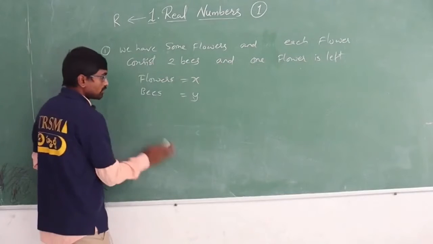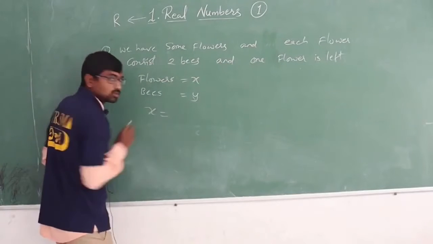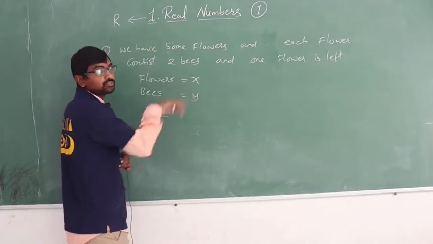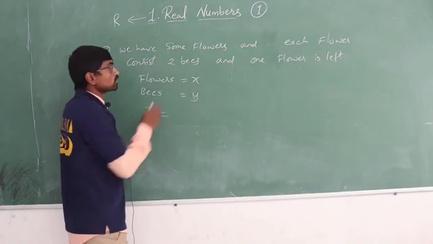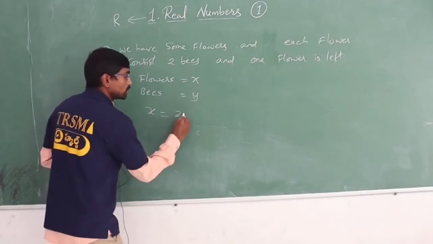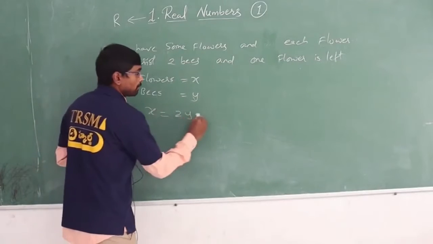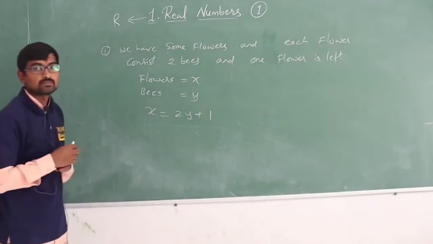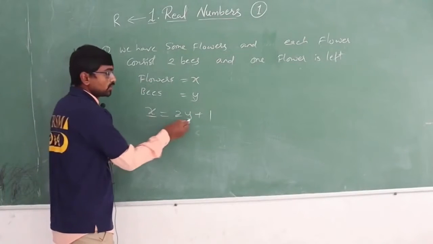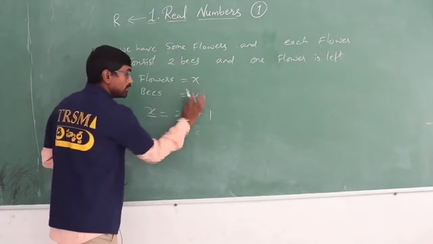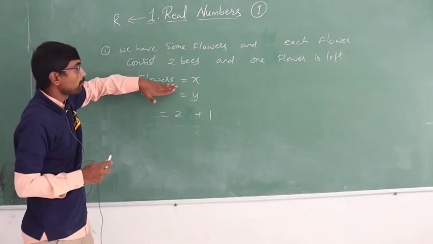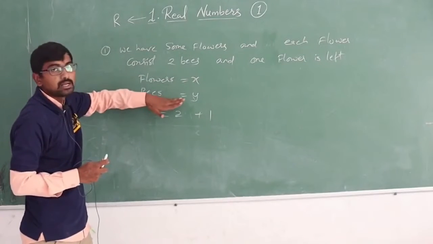So I will write the equation as x, the number of flowers, is equal to 2 bees sitting on each flower. Then how will the equation become? 2 into y plus 1. Is it right? Number of flowers is equal to 2 into y plus 1. No, it will be wrong. Why? Because we will not be finding the value of flowers first. We will be finding the value of bees.